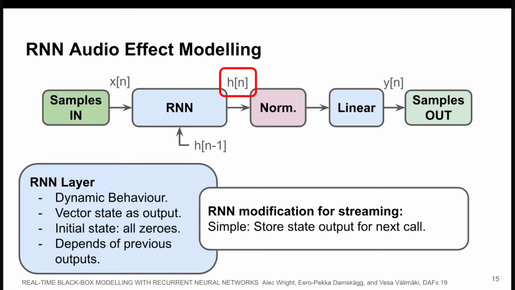We need to store this value so that next time we have another block of samples, we can provide this hn in the input of the previous state. So that's easy enough. It's pretty simple. It's a very simple modification that we need to do.